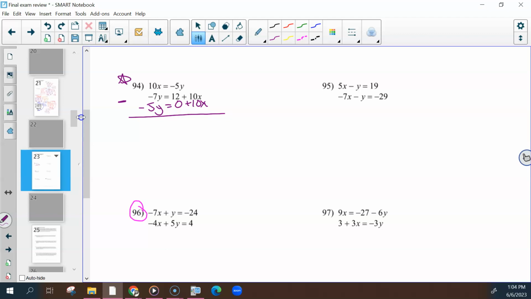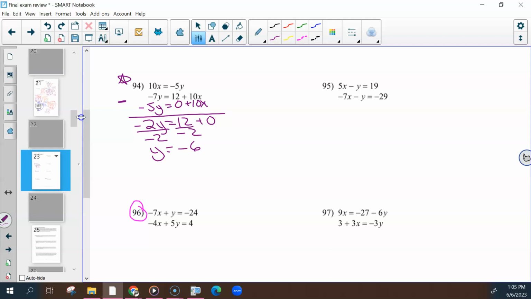So we'll go in a row. -7 minus -5. Be careful with your negatives. This is really -7 plus 5, which is -2. 12 minus 0 just becomes 12. 10 minus 10 is 0. So really, we can ignore the 0. Divide both sides by -2. And then we have our y.